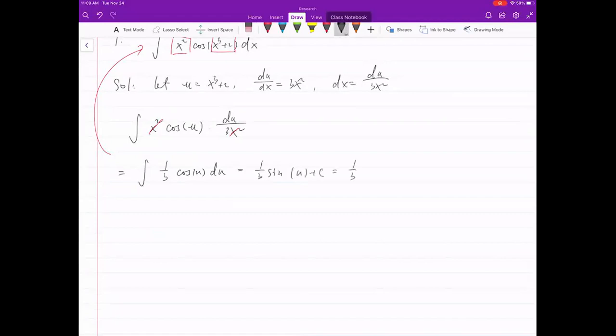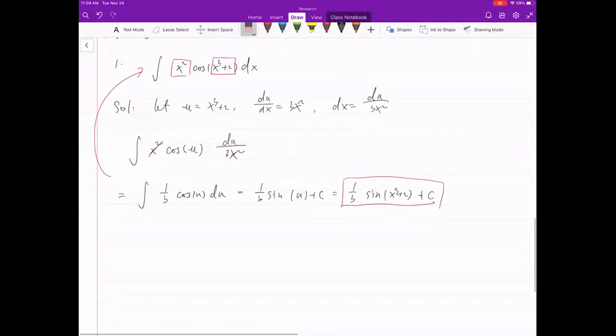And finally, when you finish, you just plug everything back. Okay, that's the idea of u-sub. You do a change of variable. After you do the change of variable, the integral looks easier. Finish, and then change the variable back.